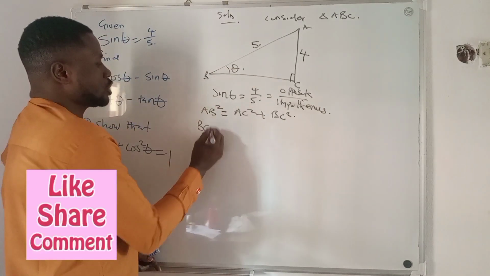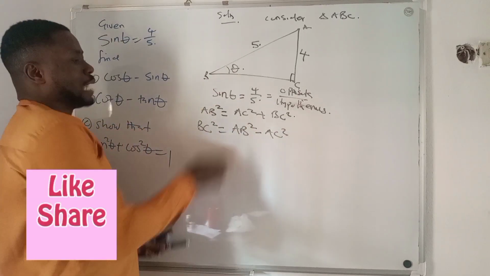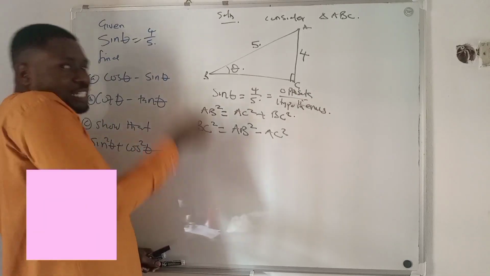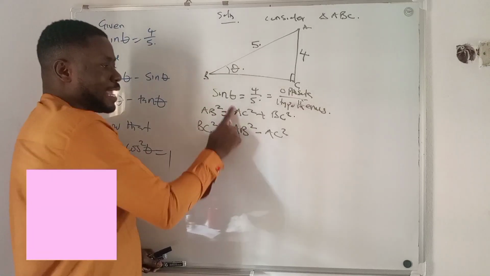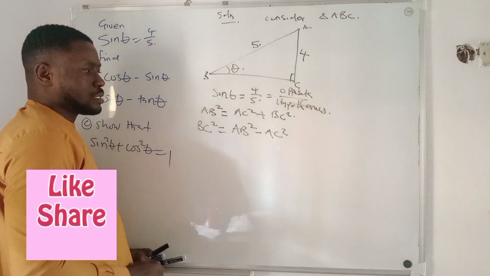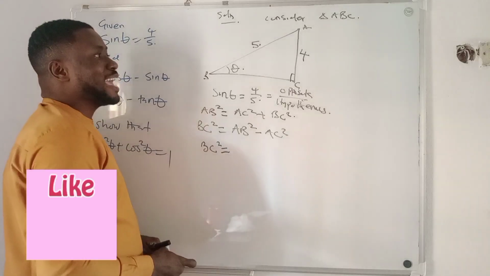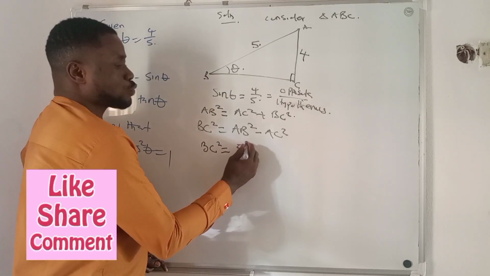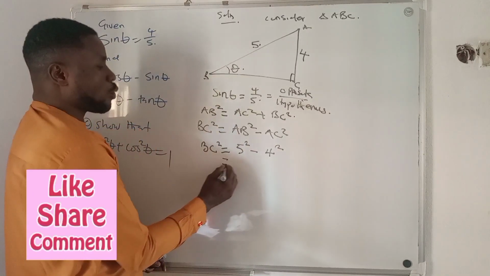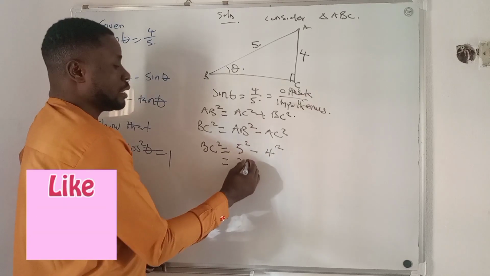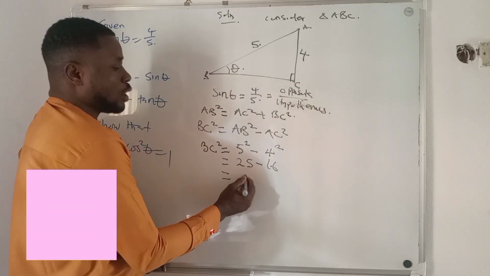That means BC square will be equal to AB square minus AC square. Knowing too well that the AC square has to be transferred. If it moves to the other side of the equation, the sign will change. Remember, here is positive, the sign will change to minus. So we will now say that BC square is equal to, what is the value of AB? AB is 5. That will be 5 square, minus, what is the value of AC? It is 4. It has to be 4 square. And this is equal to 5 square, which will give you 25, minus 4 square, which will give you 16. 25 minus 16, of course that will be 9.